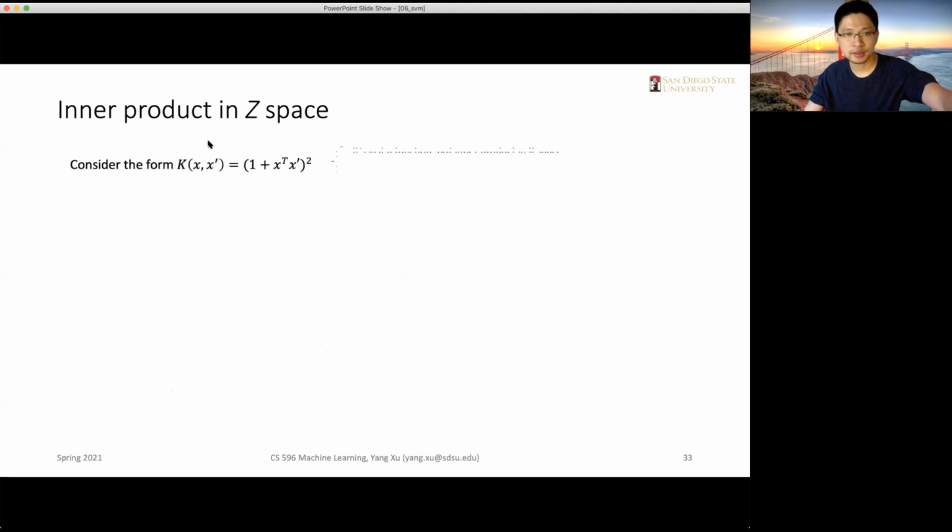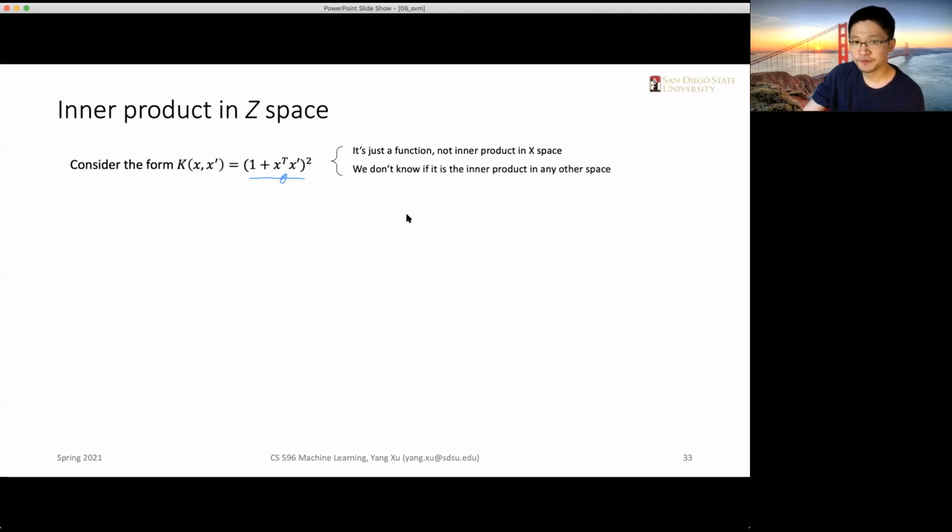So consider this form. This kernel function is 1 plus the inner product in X space, raised to the power of 2. Okay, so this is a new kernel, and this is different from the previous slide. It's just a function. It's not obviously an inner product in X space, and we don't know if this is the inner product in another space. So now we're going to examine it.